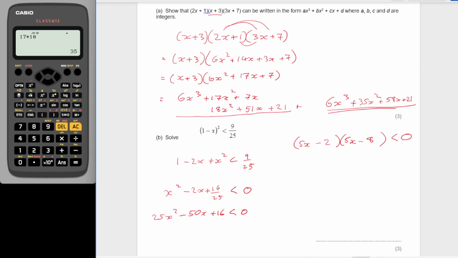And that gives me my two values. To make this bracket 0, x would need to be equal to 2 over 5. To make this bracket 0, x would need to be equal to 8 over 5. So that gives me my range. I'm looking for the section where my equation is less than 0. So I need to describe it as a single inequality. I would have 2/5 is less than x, which is less than 8 over 5.